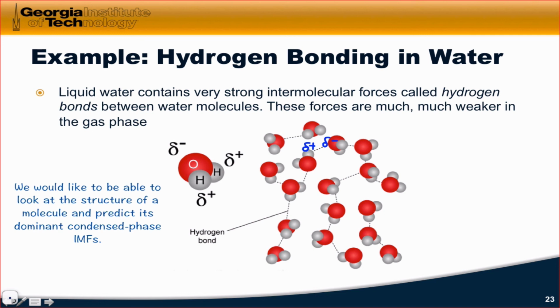If we understand the nature of water's dipole moment and where its partial charges are located, then we can predict, in fact, that water can engage in hydrogen bonding. And this is what we'd really like to be able to do, to look at the structure of a molecule, its Lewis structure and its three-dimensional structure, its molecular geometry, to predict its dominant intermolecular forces in the condensed phase. It's the dominant force, the strongest force, that's going to dictate the properties of a compound.